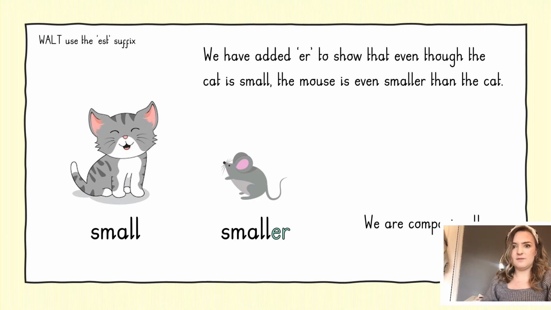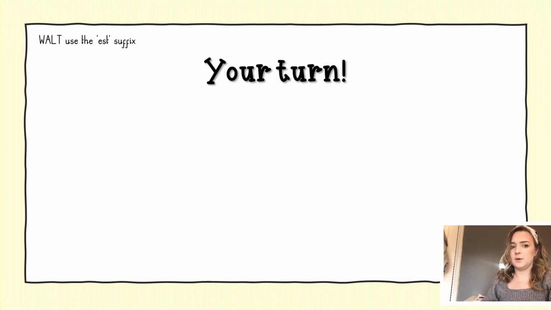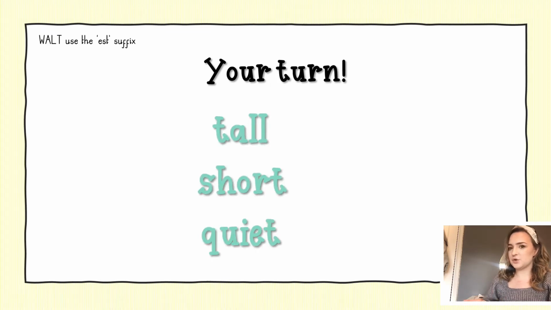So why don't you have a turn at adding -er to the end of these words? We've got the word tall, we've got the word short, and we've got the word quiet. Can you think what those words might change to if you add -er onto the end? So have a think. Let's see. Right, if we take the word tall, that's our root word, and we add -er to the end, we get taller. And you might say that my older sister is taller than me.